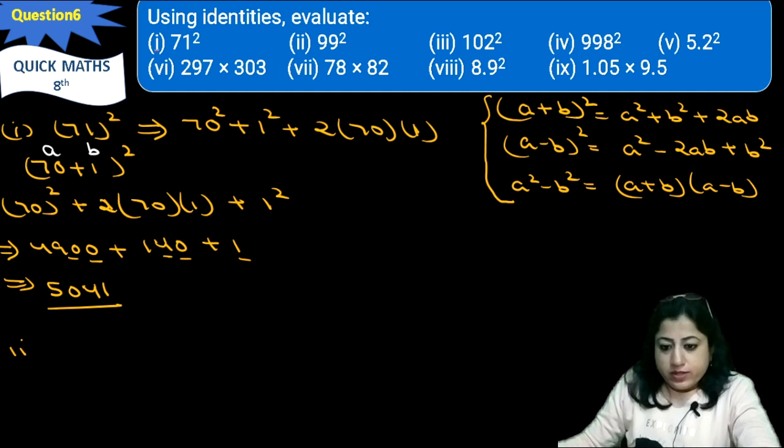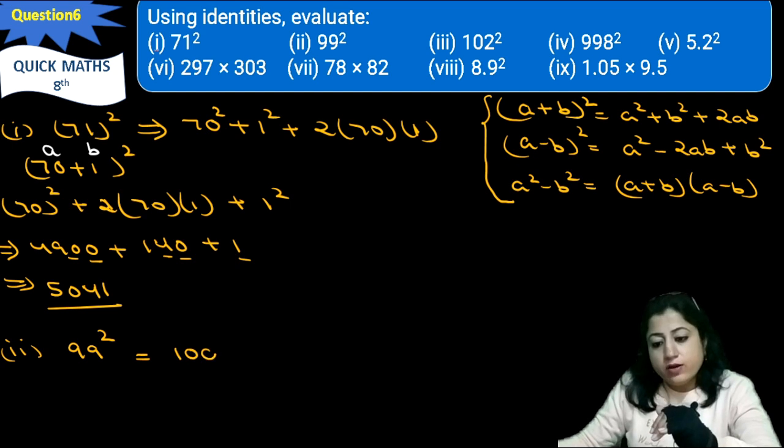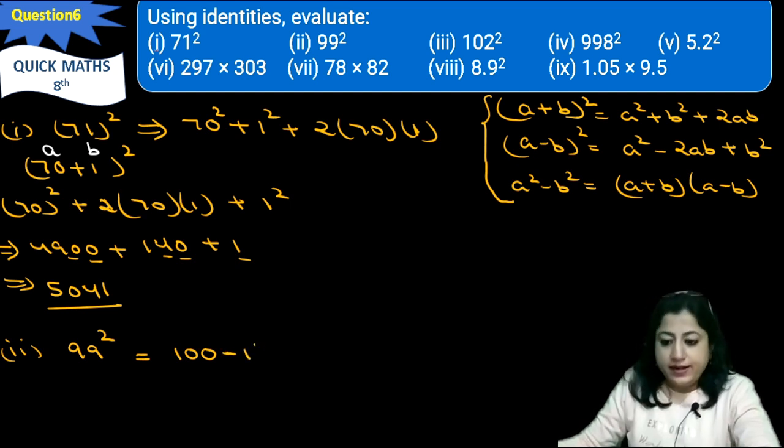Now come to the second part. In the second part, it is 99 square. If we make it closer to the round figure, then obviously it will be close to 100. 99 is much closer to the round figure 100. 100 minus 1 can be written as 99. So it is 100 minus 1 whole square. Now here we will apply the second identity.